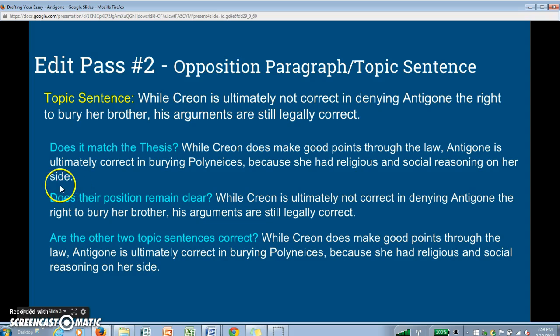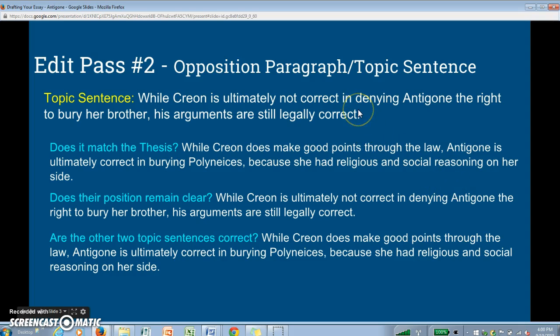Now, the things you need to check for your topic sentence include, does your topic sentence match the thesis? If my thesis reads, while Creon does make good points through the law, Antigone is ultimately correct in burying Polynices because she had religious and social reasoning on her side, my first body paragraph is going to be about how Creon makes good points through the law. My second body paragraph will be how Antigone makes good points through religion. And my third body paragraph will be about how Antigone makes good points through her social reasoning. Those are what my topic sentences should introduce.